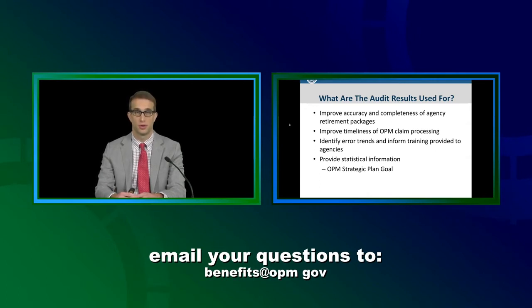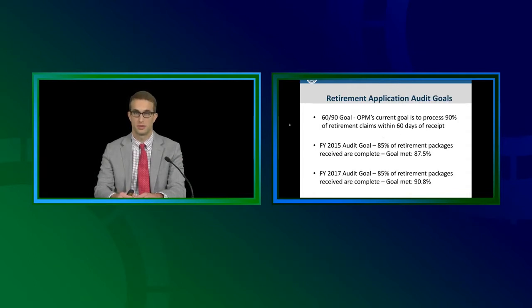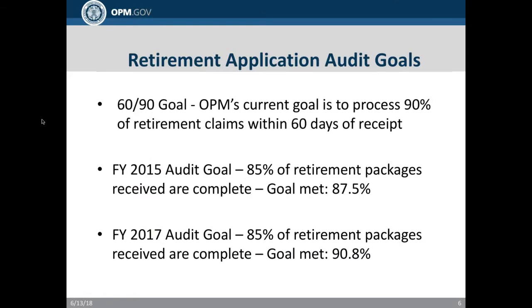And it's also used for our strategic goal, and that strategic goal is what we call the 60-90, and that is to process 90% of our non-disability retirement applications in a 60-day time frame. So that is also what the audit is used for.